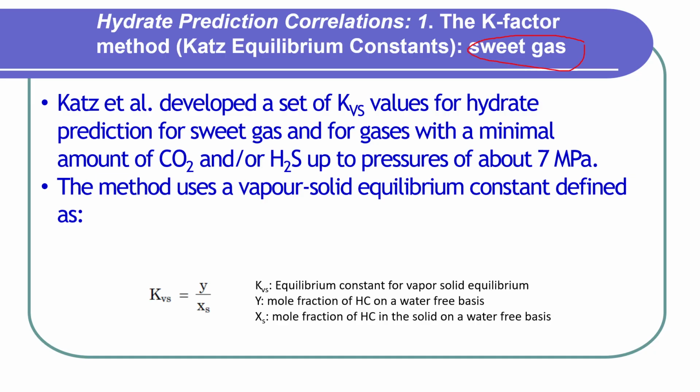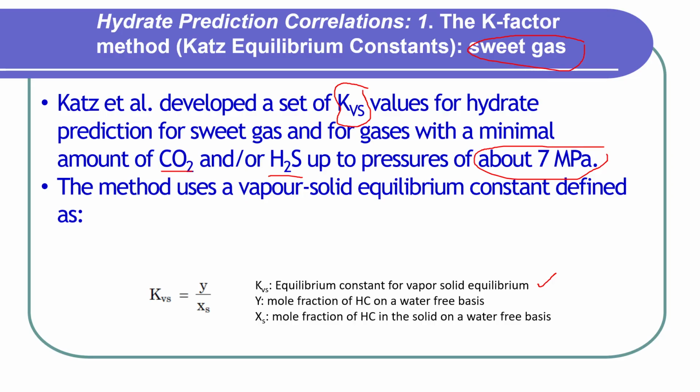Here it is a similar scenario. The Katz equilibrium constant, or the K-factor method, developed by Katz, put a set of values for something called KVS, which is very similar to the equilibrium constant for the vapor-solid equilibrium, where you deal with the hydrate material as a solid material. But the Katz method has good prediction for sweet gases, or gases that have a small amount of CO2 and H2S, and also relatively low pressure, up to 7 megapascal.